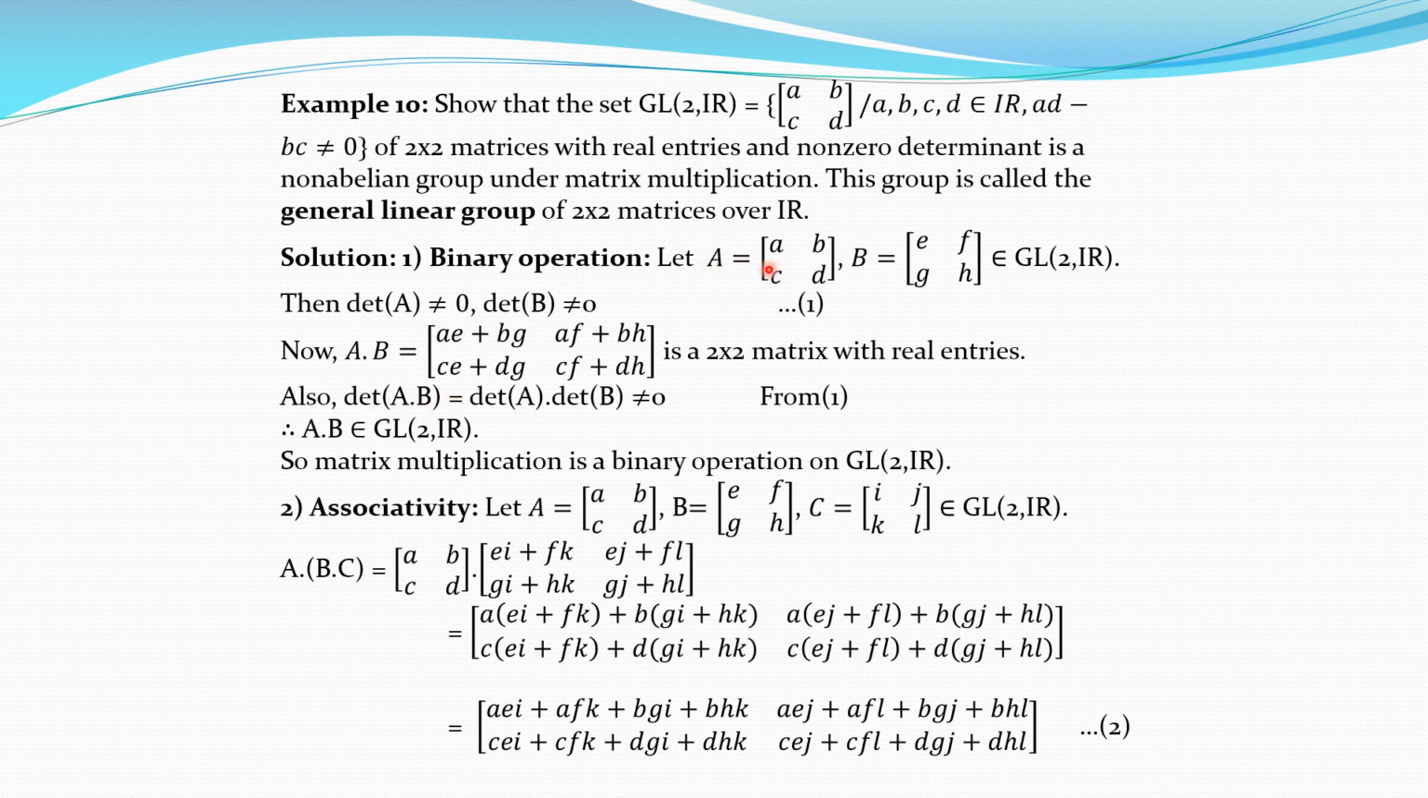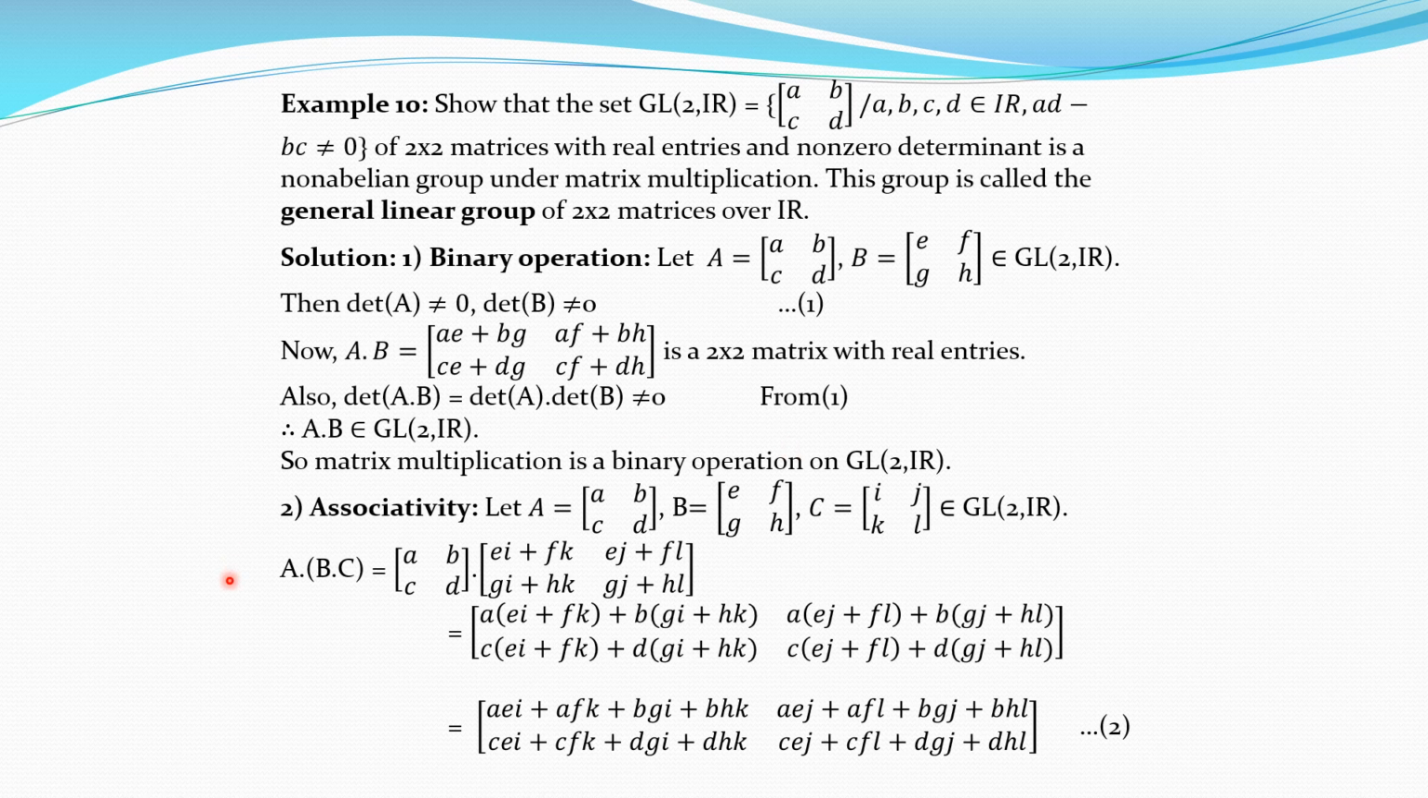But as A and B are members of GL2R, both the determinants are non-zero. So this product is also non-zero. Hence A into B is a 2 by 2 matrix with real entries and its determinant is non-zero. So A into B is in GL2R. So for any two members of GL2R, their matrix multiplication is again in GL2R. So it is a binary operation on GL2R.